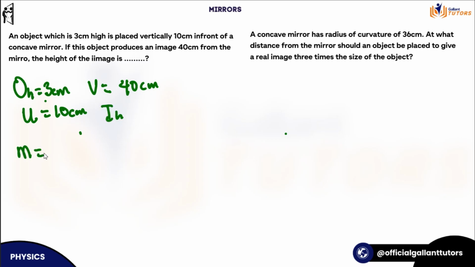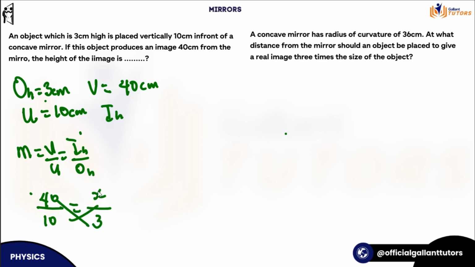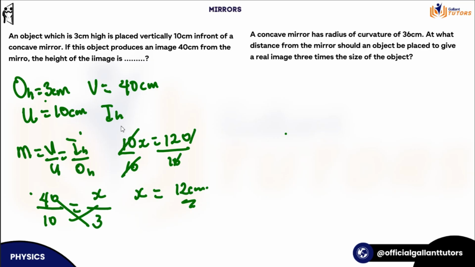So based on what I told you earlier on, m is equal to v over u, which is also equal to image height over object height. So what's our v? Our v is 40 centimeter over u, then equal to I, which is x, over 3. Exactly. So we have 10x is equal to 120. So divide by what? By 10. X is equal to 12 centimeter. Exactly. So that's the height of the image, 12 centimeter. Alright, let's go to the next one.